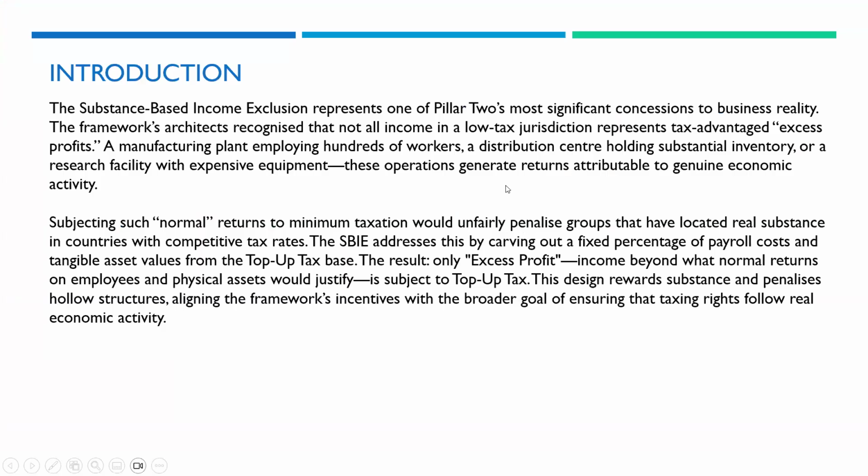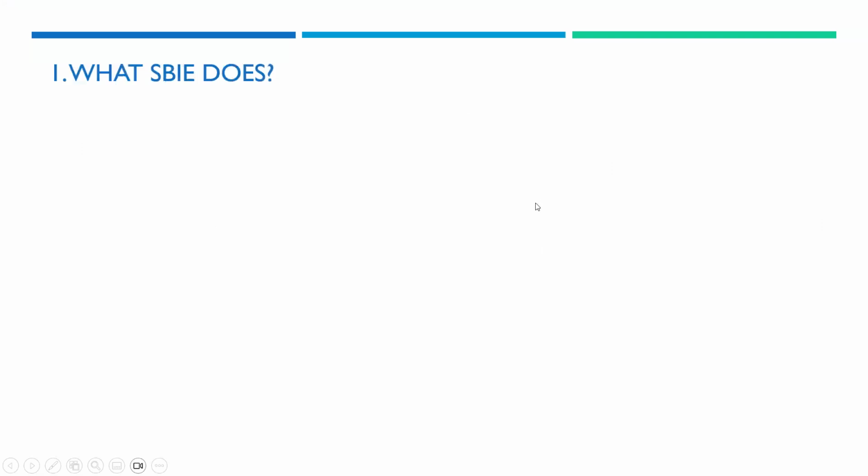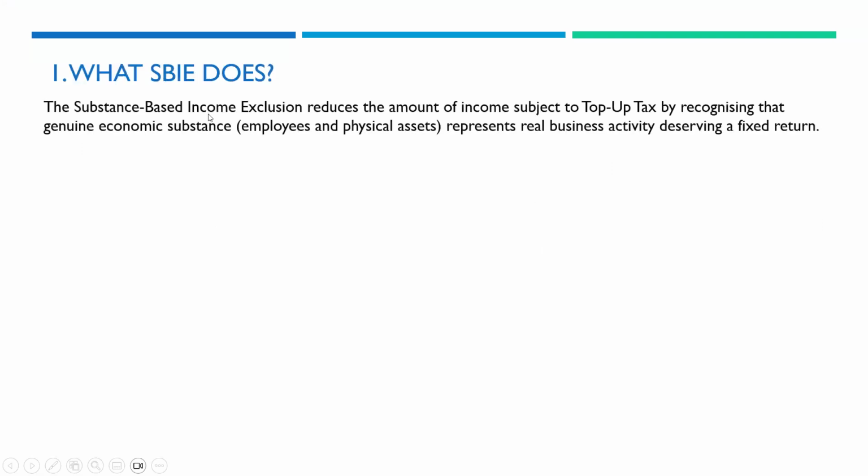So this is why there is an SBIE. This fundamental reason is very important today. Now we will go into the metrics and how to calculate this. So what does SBIE do? Substance-based income exclusion reduces the amount of income subject to top-up tax by recognizing that genuine economic substance represents real business activity deserving a fixed return. They deserve something here. We should not tax it.